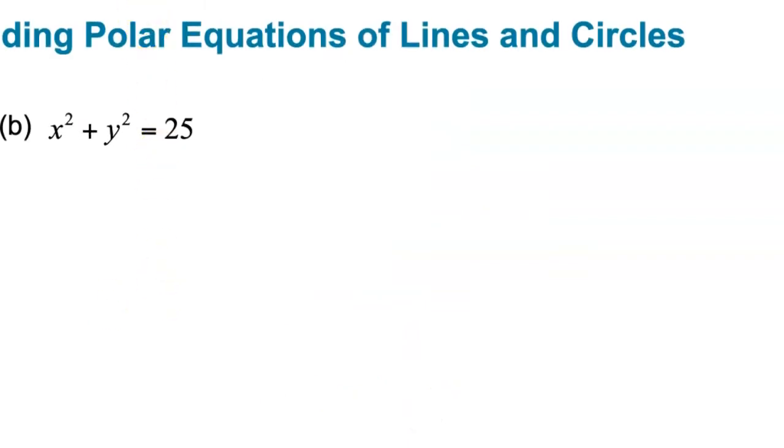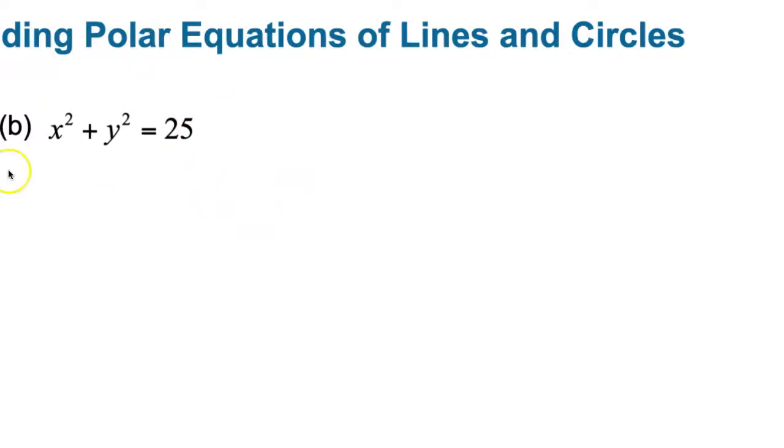Here, this one's simple because we already know that x squared plus y squared is equal to r squared. So we can just replace x squared plus y squared with r squared. And then when you take the square root of both sides, you end up, sorry, that's supposed to be 25. You end up with r is equal to plus or minus 5, right? And so either one of those equations is the correct answer. You can write it as r equals positive 5 or r equals negative 5. Typically we use the positive if we had to choose.